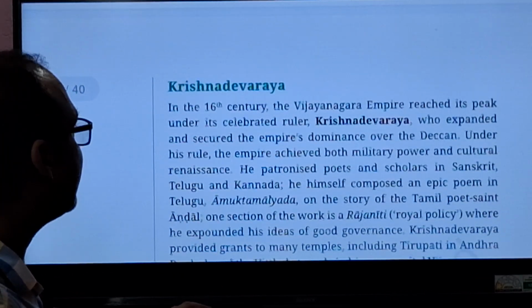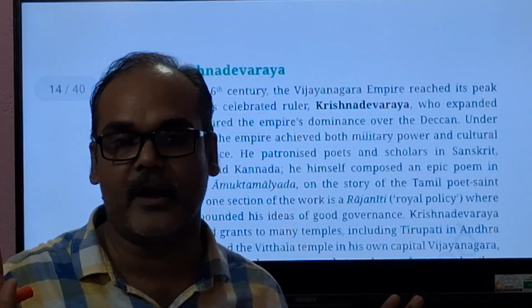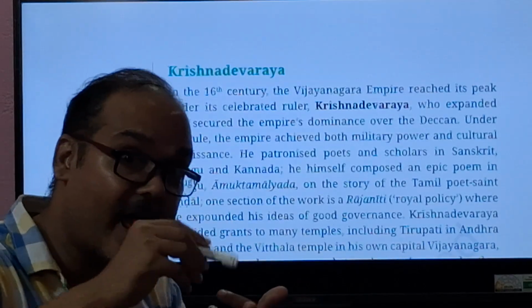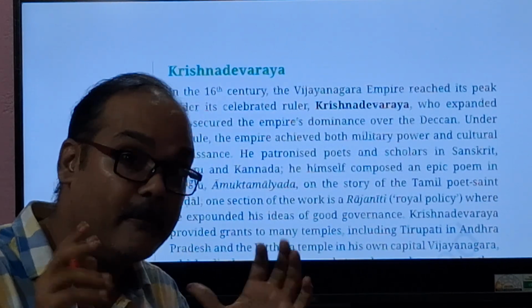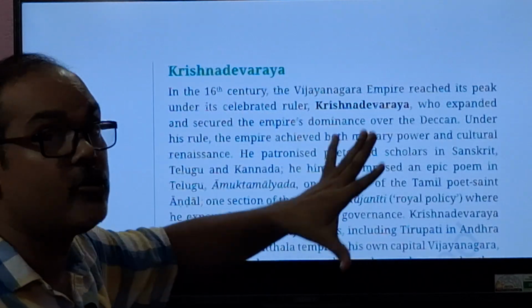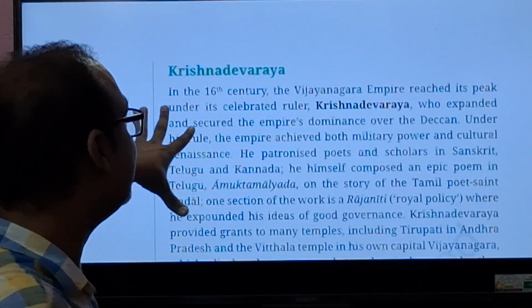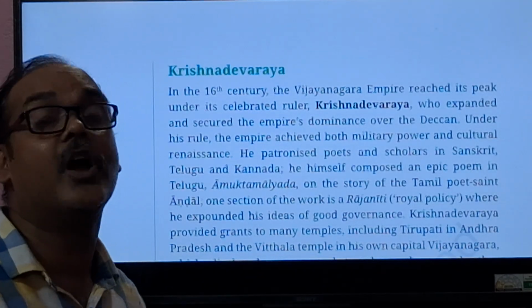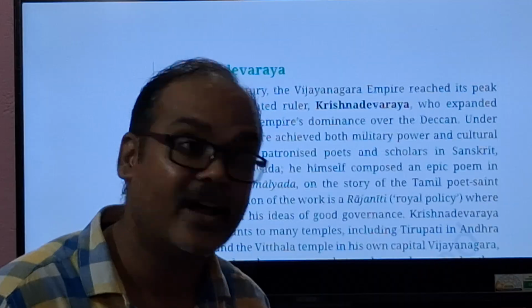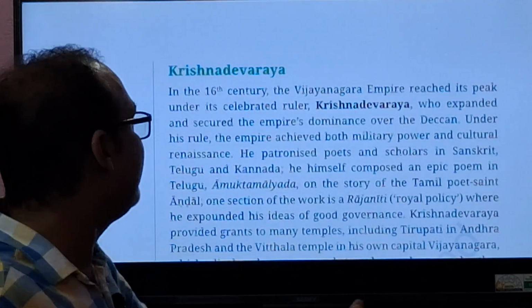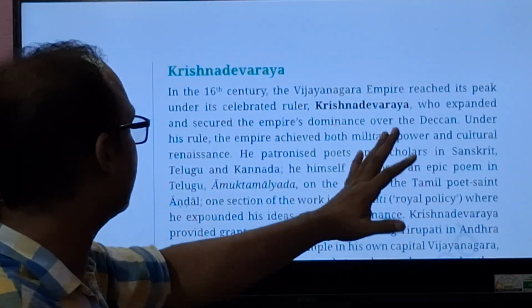Next we see Krishna Dev Raya, the famous ruler of the Vijayanagar Empire. Harihar and Bukka first established the Vijayanagar Empire, but now we are going to talk about Krishna Dev Raya. In the 16th century, the Vijayanagar Empire reached its peak under the celebrated ruler. What was the name of that ruler? The name of that ruler was Krishna Dev Raya, who expanded and secured the empire's dominance over the Deccan.